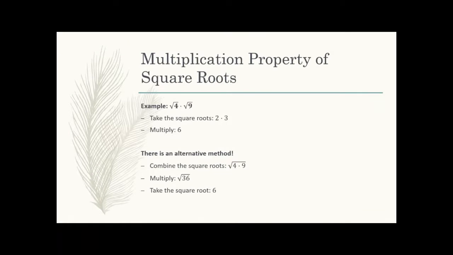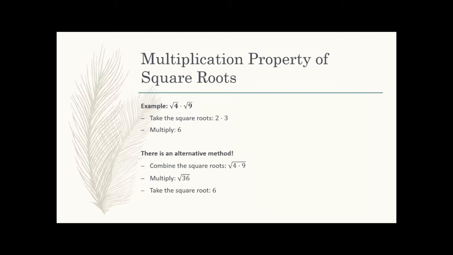So there's this thing called the multiplication property of square roots. I have an example here. If you have the square root of 4 times the square root of 9, if you're multiplying those two square roots together, you can take the square root of both of them. So the square root of 4 is 2, and the square root of 9 is 3. That gives us 2 times 3, and you multiply those together and you get 6.